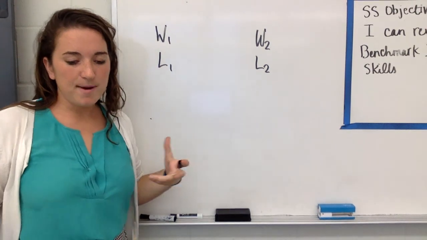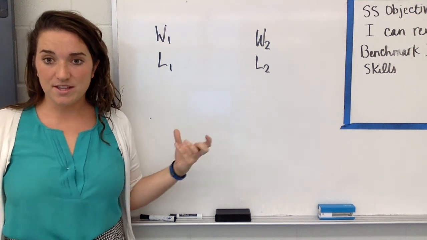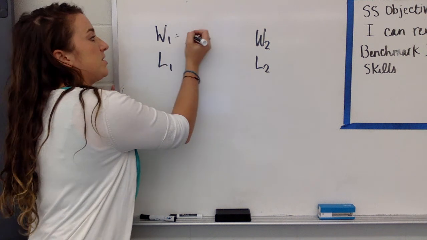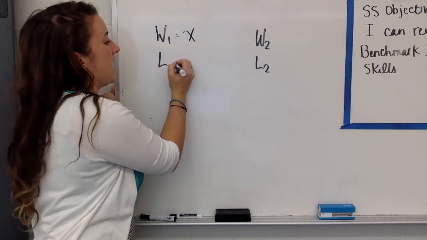All right, for our challenge problem, we know that there are two rectangles and the perimeters equal each other. This is similar to the challenge problem from yesterday. So for this one, the first width equals x and the length equals 2x.